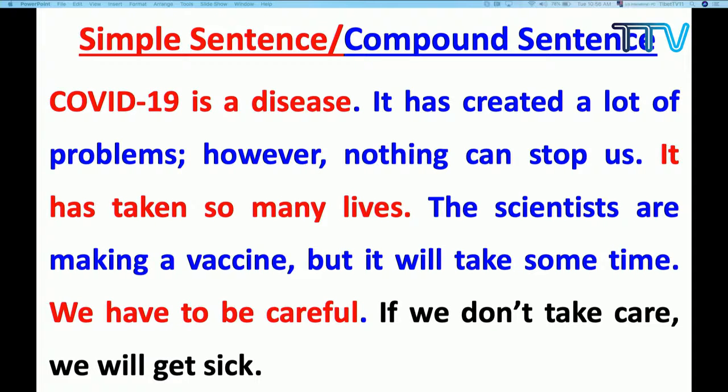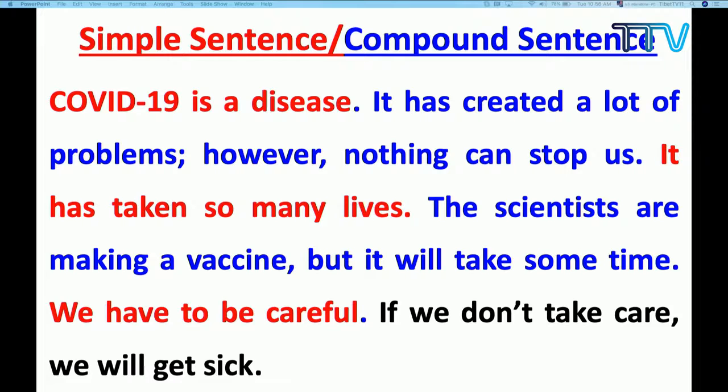COVID-19 is a disease. So what type of sentence is this? This is a simple sentence, very simple. You don't see any connectors here. Second one, it has created a lot of problems. However, nothing can stop us. Now, this is a compound sentence.